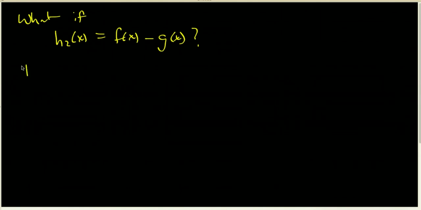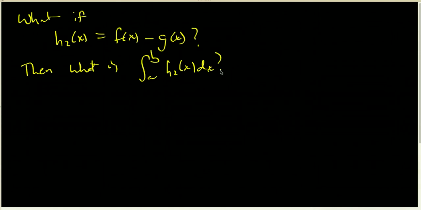What if we let h2 of x be equal to f of x minus g of x? Then what can we say? What is the integral from a to b of h2 of x dx? Well, I want to notice that the equation that we've got up here can be rewritten in a way that we can use our first fact to quickly get a second fact.